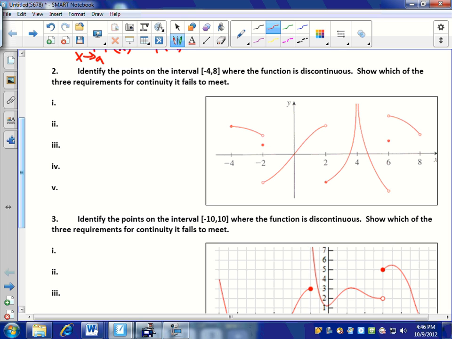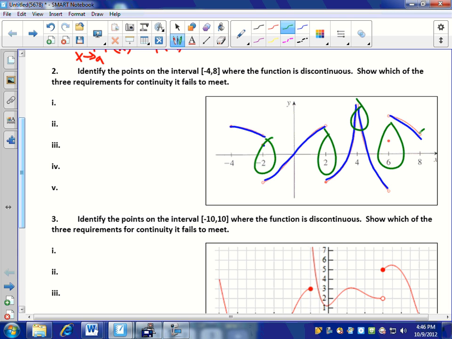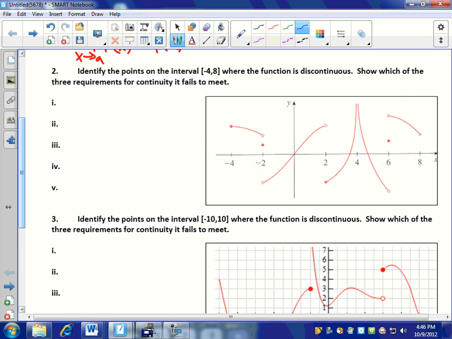So number 2 says identify the points in the interval -4 to 8 where the function is discontinuous, to which of these 3 requirements for continuity it fails to meet. If you can't draw it without picking up your pen, so here I got to pick up my pen, plot it there, pick up here, pick up here, pick up here, pick up here. You can see that you have 1, 2, 3, 4, and then at the end there with an open circle, 5 points of discontinuity. I haven't laid out all 5 for you. May not do that on the test. So you can see at -2, at +2, at 4, at 6, and at 8.